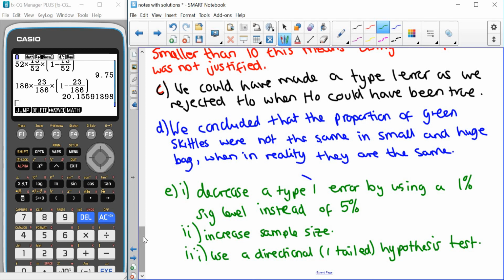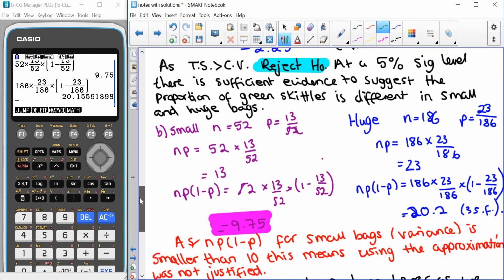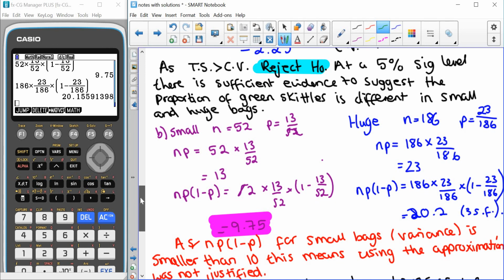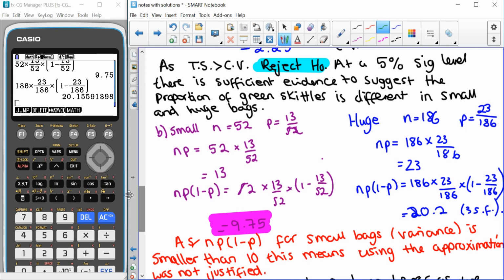So those last 3 parts there were just a recap on some old material that we have already covered, but part A and B is covering how we can test for a difference between population proportions.